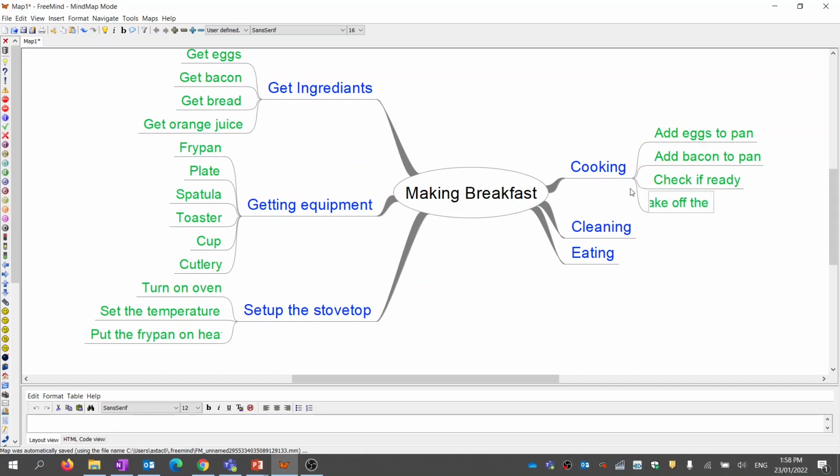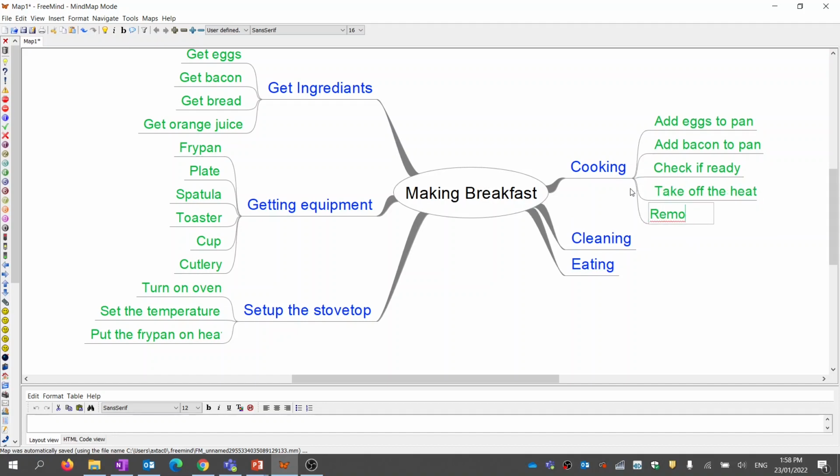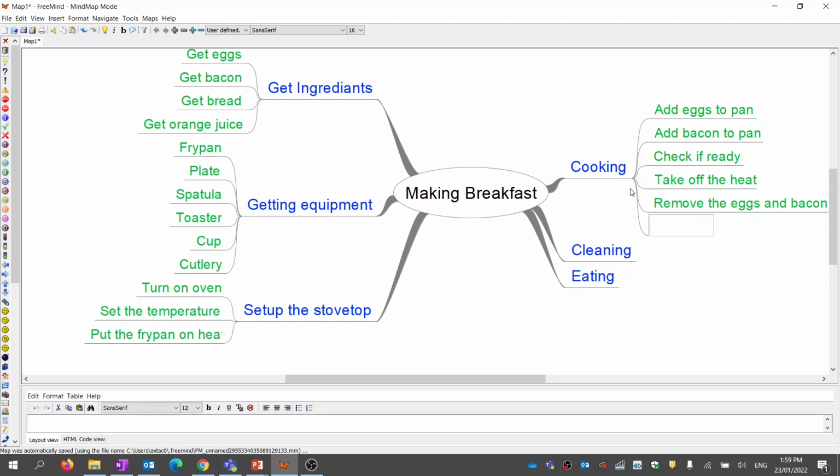When it's done, I need to remove the items, the egg and bacon. And also, I was going to make the toast. Let's say make toast.